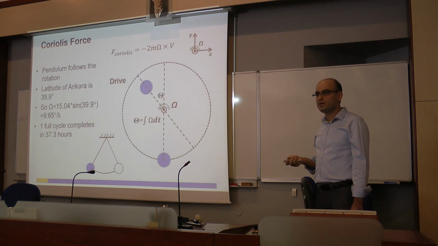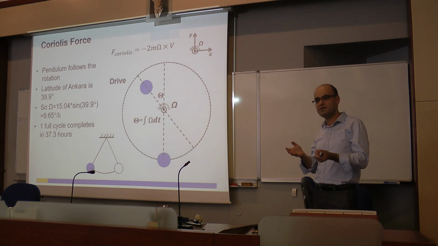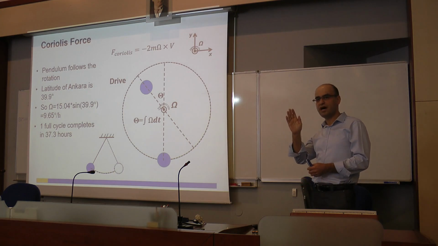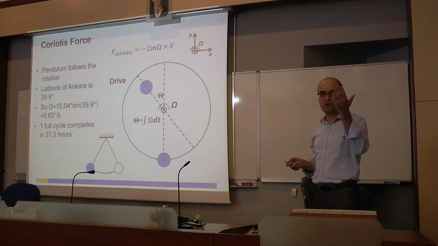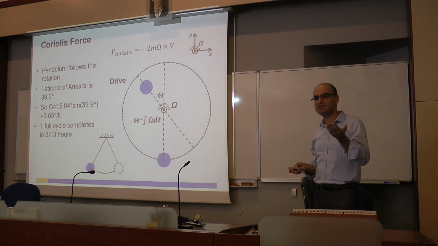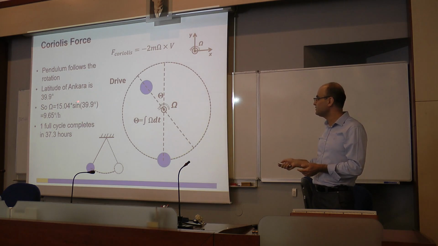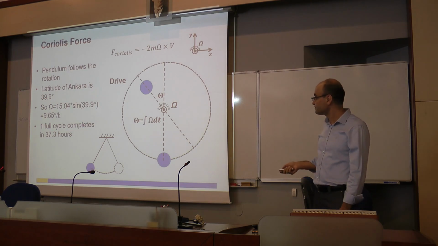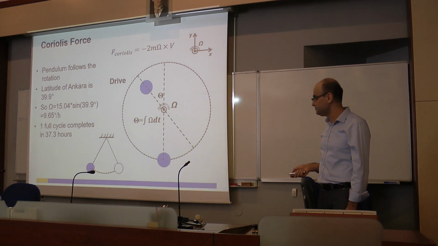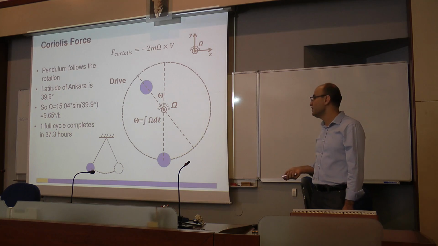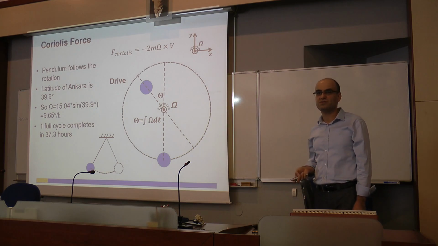If we were to do this experiment in Ankara, think of the Earth as a sphere. If you hang this ball at the poles, you will see the exact rotation, 15 degrees per hour. If you do it on the equator, it will see zero force, because then they will be orthogonal to each other. But the latitude of Ankara is about 40 degrees, so what we will see is the sine of the latitude times 15, close to 10 degrees per hour. To see this ball rotate the whole circle, you have to wait about 37 hours.